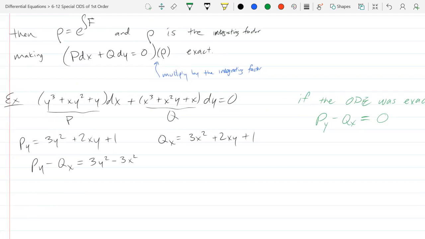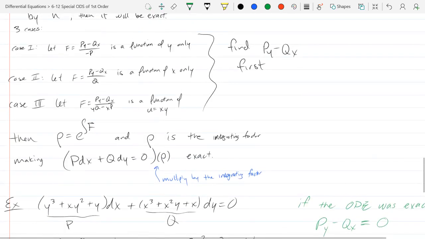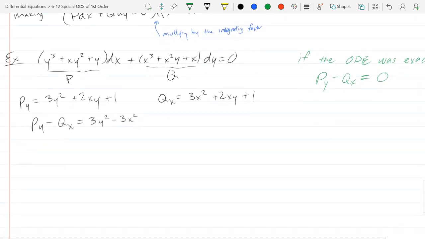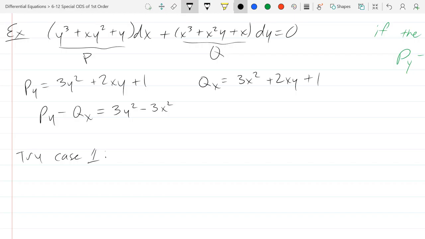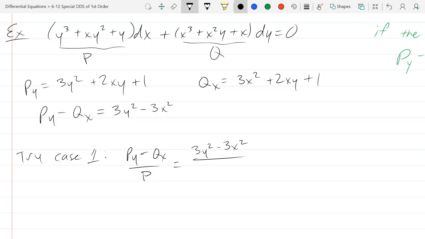All right, so we've got py minus qx. There's three things to try. First one, we'll divide by negative p and see what we get. So we're going to try case one, divide by negative p. And py minus qx is 3y squared minus 3x squared. The original p was y cubed plus xy squared plus y. Did you say negative p? Maybe. Yeah, probably did.